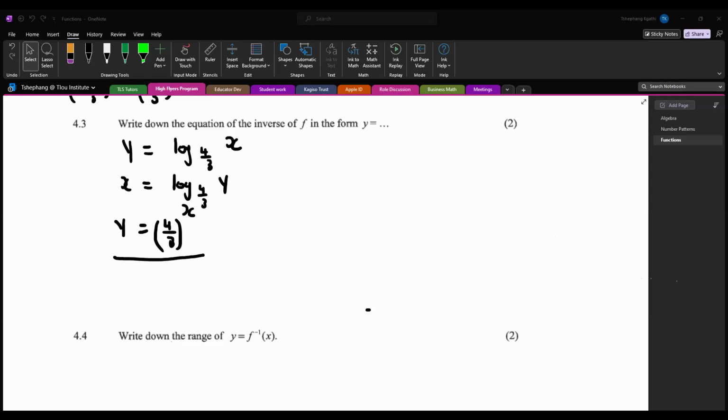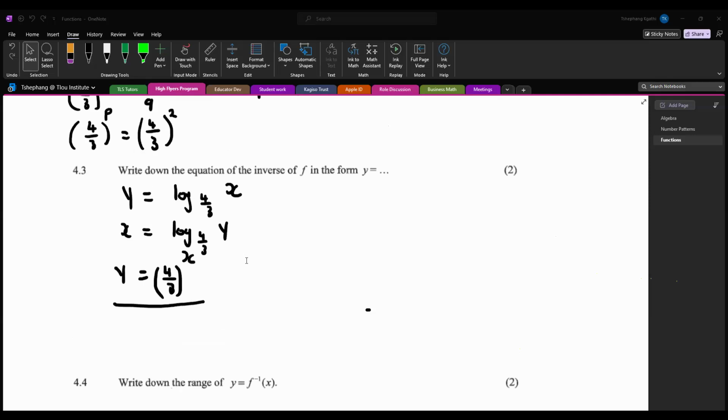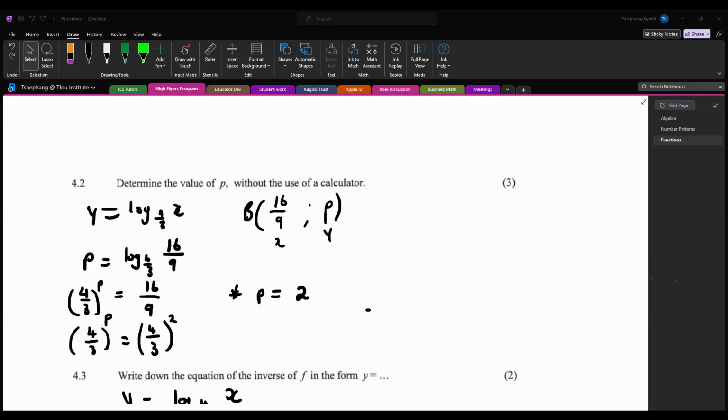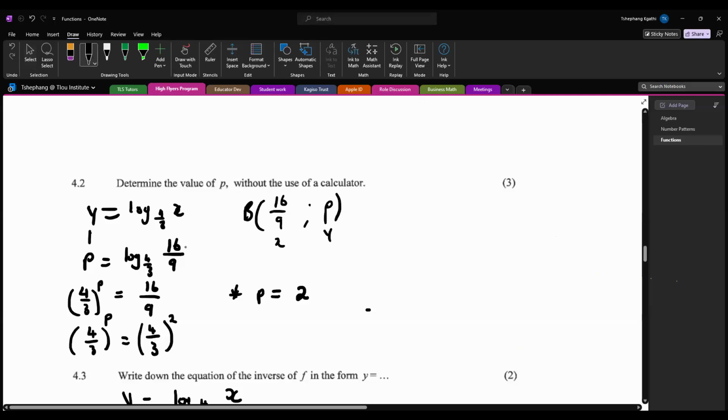Sir, you were asked to repeat question 4.2. Yes. Okay, sorry, I didn't see that. I'll quickly just go over it. So 4.2, they were saying, determine the value of P without the use of a calculator. Now, we have the function y is equal to log base 4 over 3 of x, and we have a point on that graph, where the x value is 16 over 9 and the y value is just P. So all I did is substitute them.